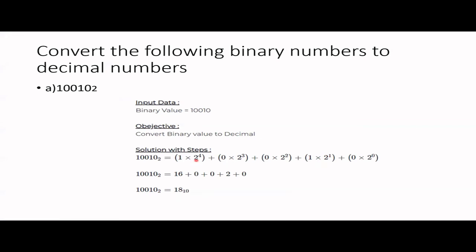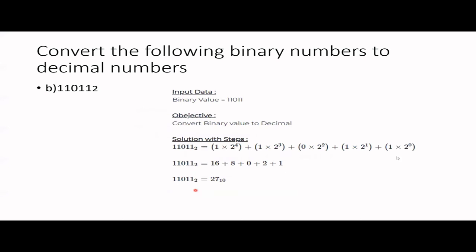2 to the power 4 is 2 into 2 into 2 into 2. It's not 2 into 4, that's not 8. 4 2's multiplied together is 16, right? So 16 into 1 is 16, and 16 plus 2 is 18. Write the base. For base 10, it's okay to ignore, but in this chapter, at least write the base. Okay, next one.